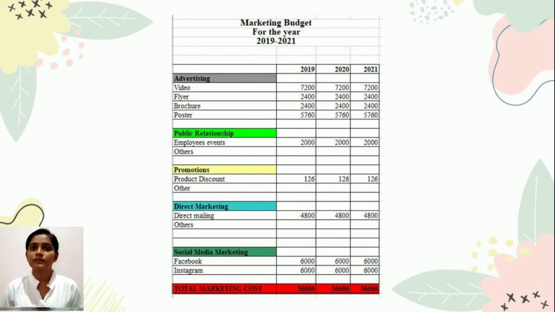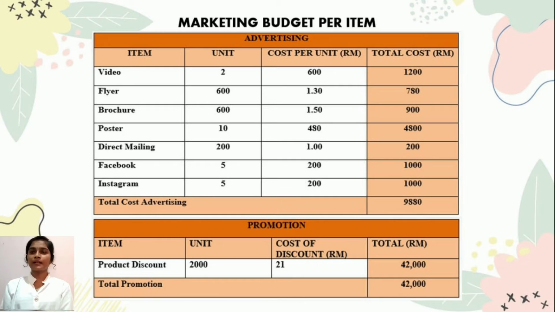And the total marketing cost for 2019 is 36,686 ringgit. And the total marketing cost for 2020 is 36,686 ringgit. And for 2021 also the same. The total marketing cost is 36,686 ringgit. Then, marketing budget per item.